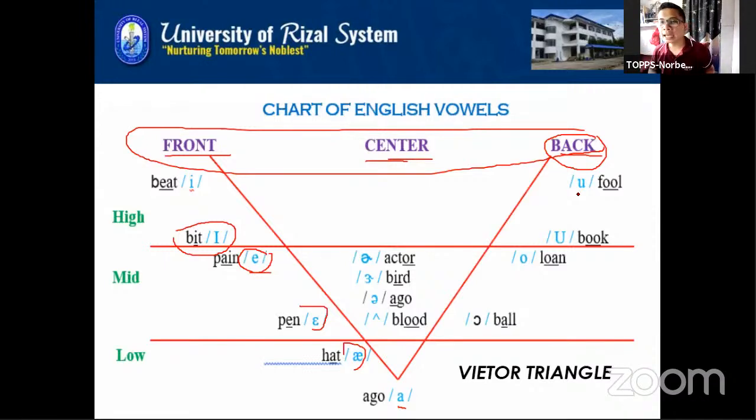Okay, then the second one, or the counterpart of the oo sound, is oo. The same way with the first sound, when you produce the sound, you will notice that your tongue is moving backward, and the jaw height is high.